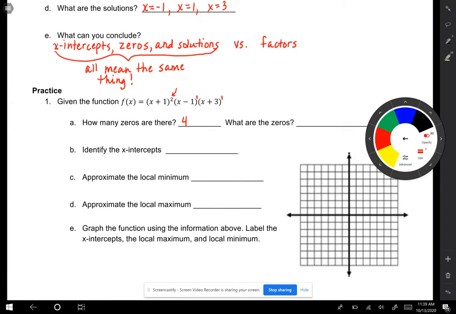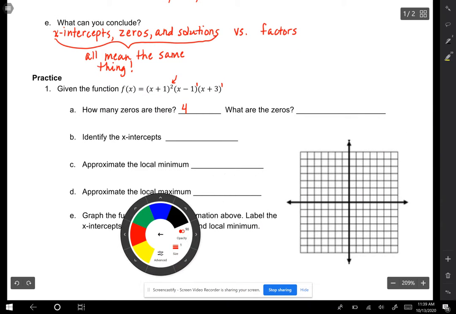What are those zeros? So our zeros, if you set this equal to 0, and remember it's to the second power, so x plus 1 equals 0, x minus 1 equals 0, and x plus 3 equals 0. So subtracting 1 from both sides, x equals negative 1, adding 1, subtracting 3. So your zeros are x equals negative 1. It's a double zero. So you still have 4 zeros. Then you have x equals 1, and then you have x equals negative 3.